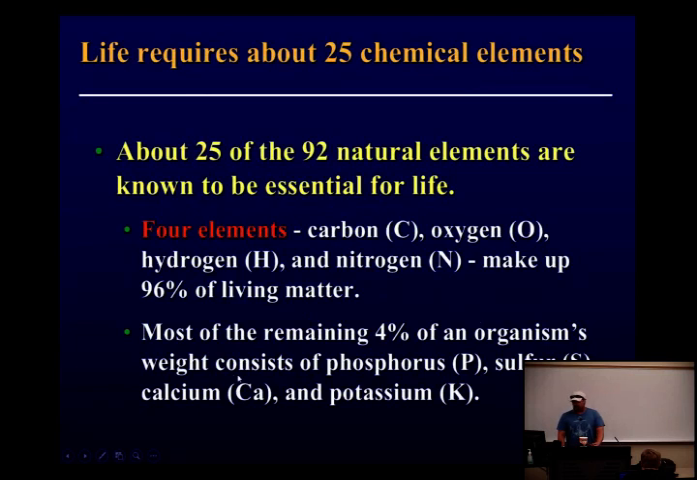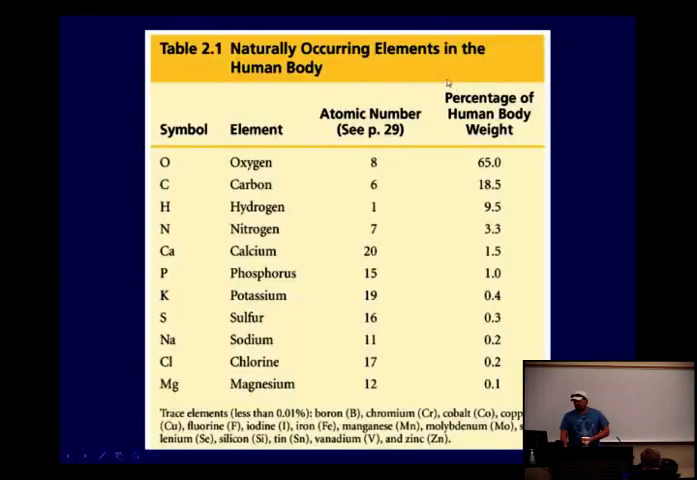The remaining 4% are phosphorus, which is found in DNA, sulfur, which is found in proteins, calcium in your bones, and potassium, which is required for animals to produce energy, like the energy that's found in your muscles. We'll talk about the sodium potassium pump in chapter 6 and 7. Any questions about that? All right, so this is a biology class, not a chemistry class, and we're going to focus on only specific aspects, just enough chemistry for you guys to learn biology.